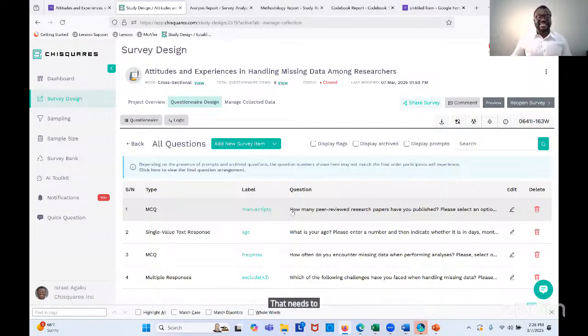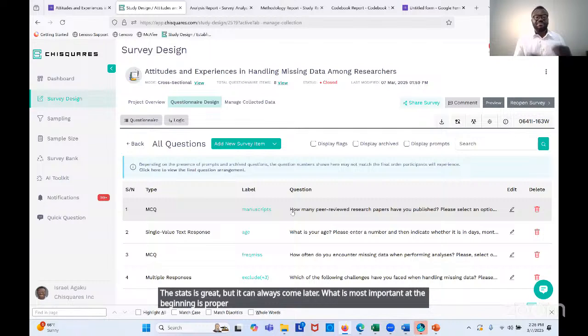The statistics can always come later. The stats is great, but it can always come later. What is most important at the beginning is proper planning or proper design of a study. So once we do that, then the rest can take care of itself later on.